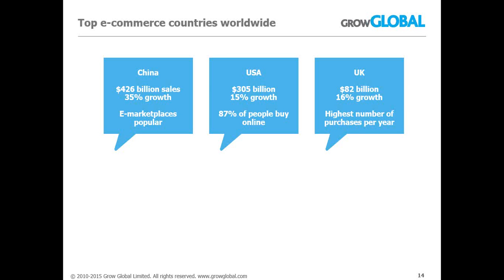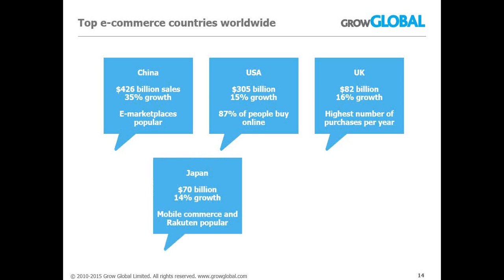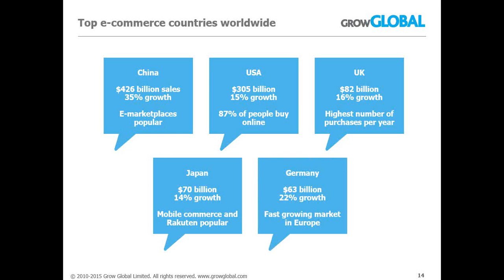We are one of the strongest e-commerce economies in the world, and while our market is smaller because our population is smaller, we do make the highest number of purchases per year. Next comes Japan. Mobile commerce is very popular there, as well as Rakuten, a very prominent e-marketplace. And finally, Germany is in 5th place, which is seeing some of the fastest growth in Europe and probably will overtake the UK at some point soon as more e-commerce is adopted.